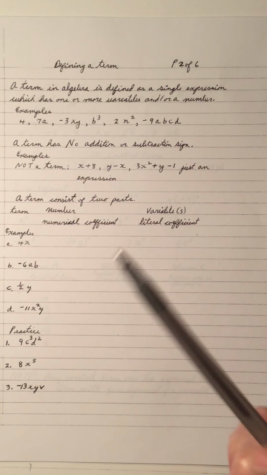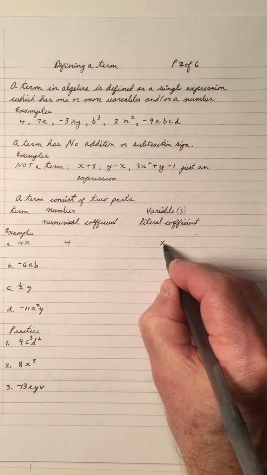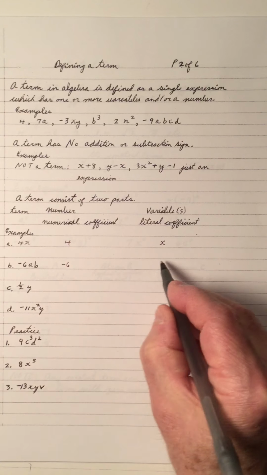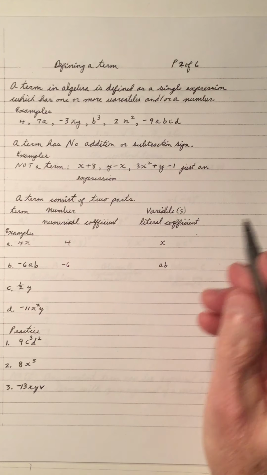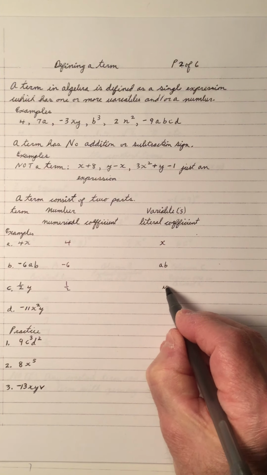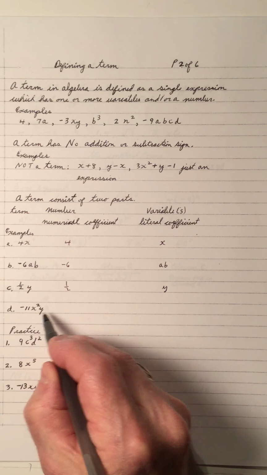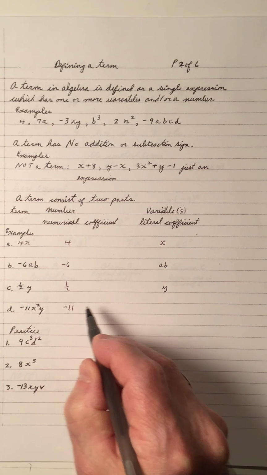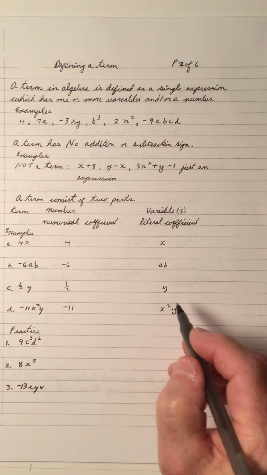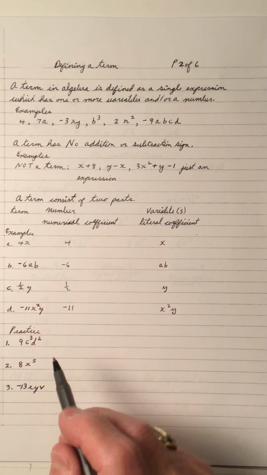Examples: 4x, the numerical coefficient is 4, and the literal coefficient is x. Negative 6ab, the number is negative 6. The other part, ab, is the literal. A half y, the number is a half. y is the literal coefficient. Negative 11 x squared y, negative 11 is your numerical coefficient. x squared y is your literal coefficient. The literal is the letters and numerical is the number.